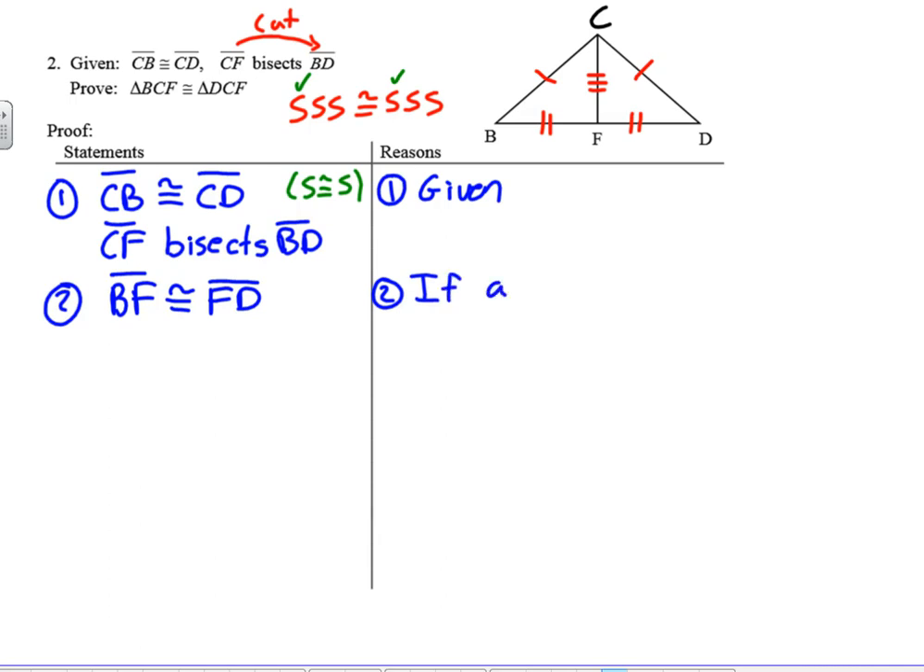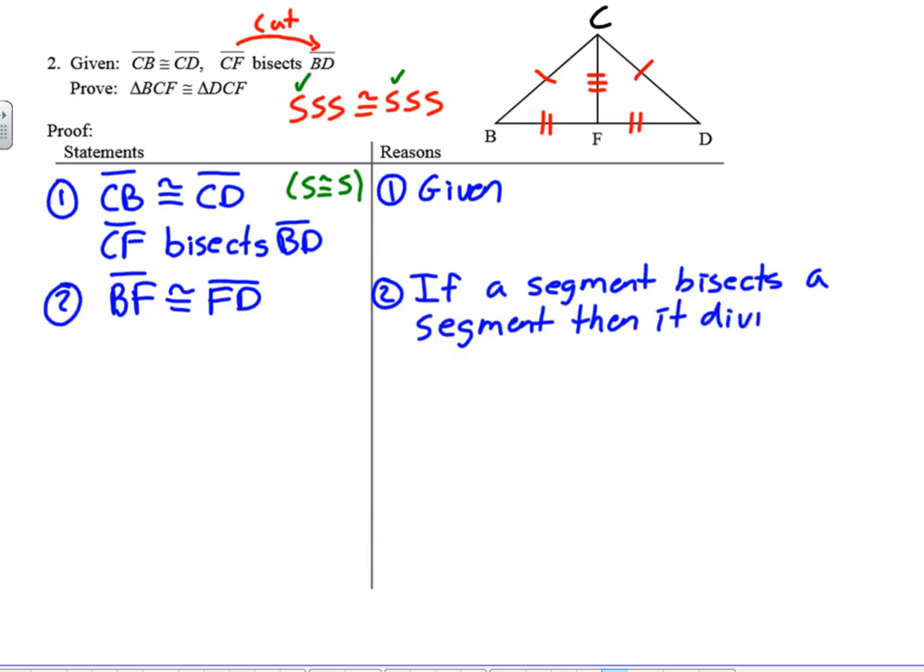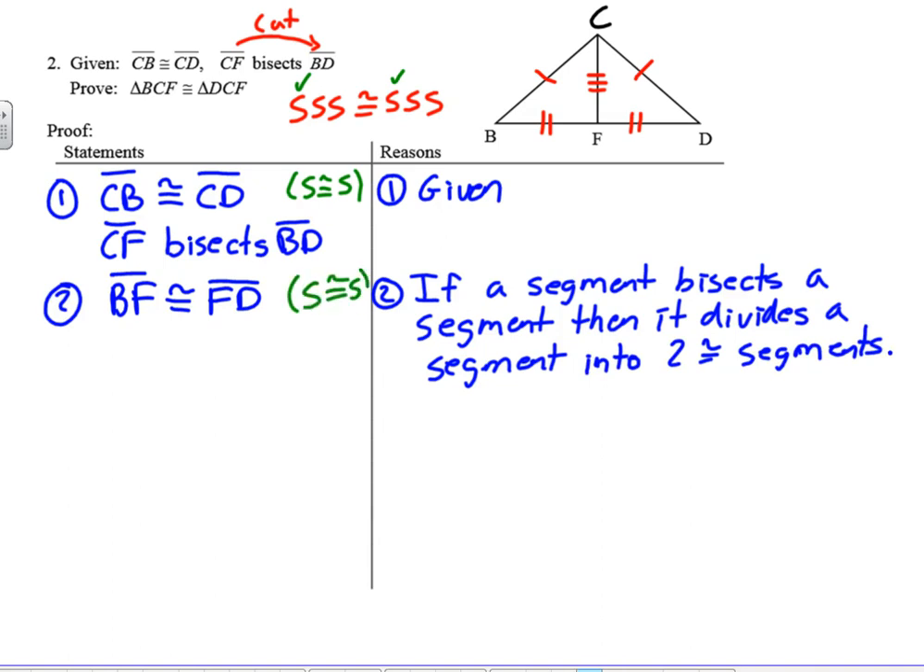It says, if a segment bisects a segment, then it divides the segment into 2 congruent segments. So again, this is right off that proof terminology sheet. If a segment bisects a segment, then it divides a segment into 2 congruent segments. There's a lot of the word segment in that reason. It can be a little tricky, a little wordy. So we've accomplished another side congruent to another side, all right? And then we've got to get our third side. We haven't executed all of our plan yet. So what's our third side? Well, that's up here. CF is congruent to CF.